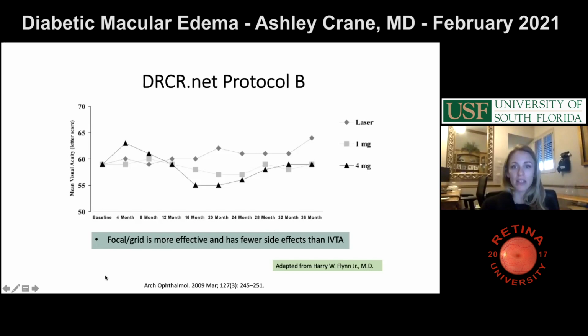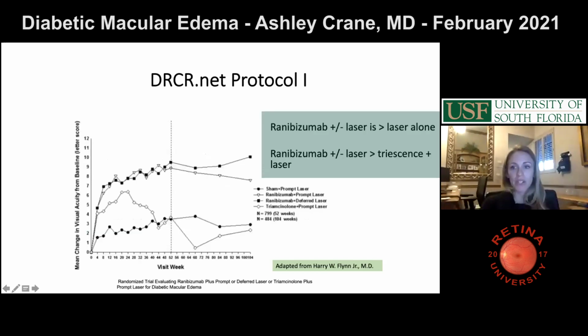And then they also talked in the book about protocol I, which is ranibizumab plus or minus laser. And it shows here, if you look at the top versus the bottom again, that ranibizumab plus or minus laser is greater than laser alone, which we kind of saw already in another cartoon.